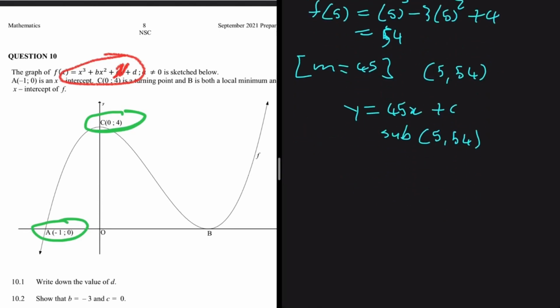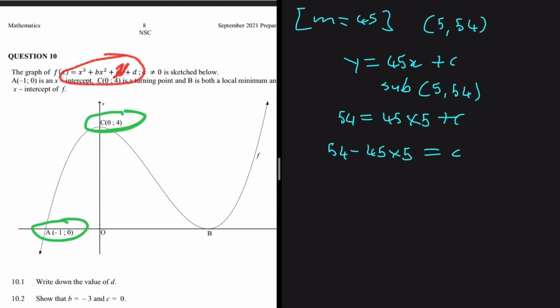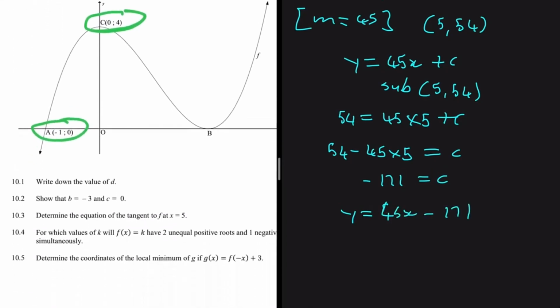If we do that, we're going to get 54 equals 45 multiplied by 5 plus c. So 54 minus 45 multiplied by 5 should equal c. And then if you put that in your calculator, I kid you not, you're going to get minus 171 equals c. So now we can say that y equals 45x plus c, where c is minus 171. And yippee, we have the equation of our tangent.